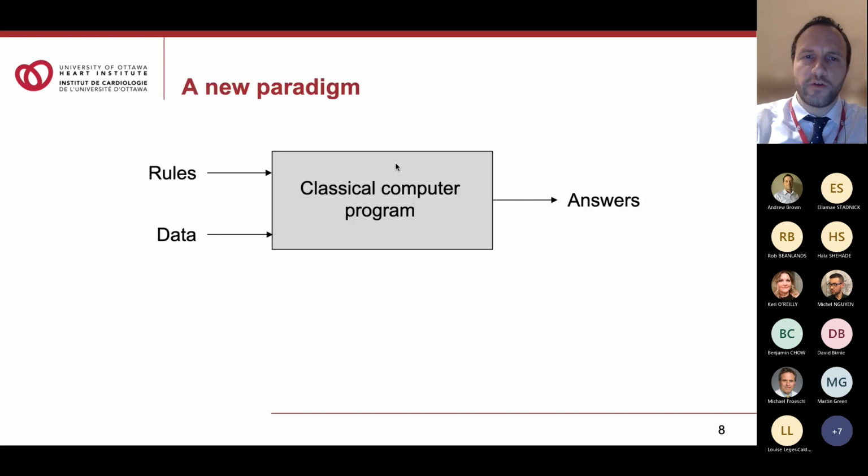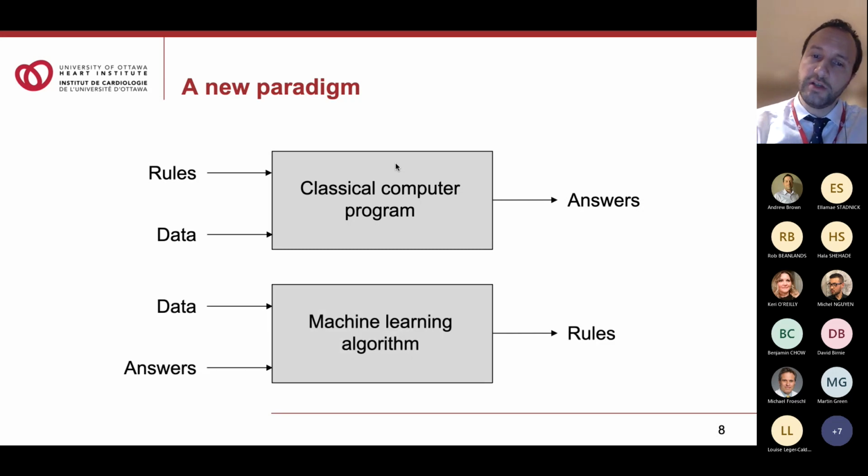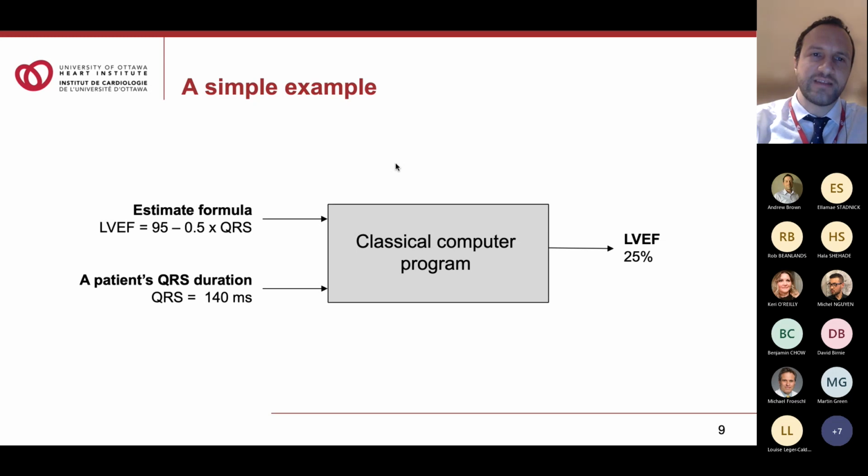So we're all familiar with classical computer programs that take in rules in the form of computer code and data that can be coming from sensors and produce answers. Now, the idea of machine learning kind of flips this relationship on its head. So a machine learning algorithm will take in data and associated answers and produce as its output rules that link these two concepts. So we can take a very simple example.